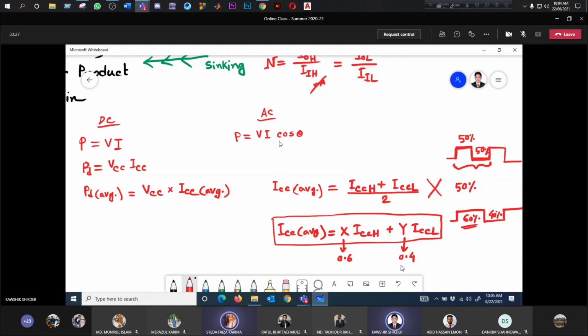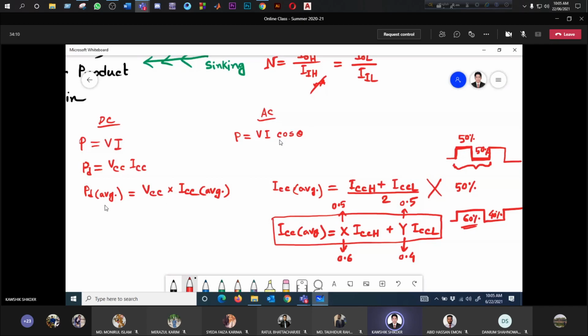X is duty cycle for high. Duty cycle means high. Yes, duty cycle represents the high time. Let's say 50% duty cycle. That means X is equal to what? 50% or 0.5, and the rest 50% is for Y. Is it clear? Any confusion?